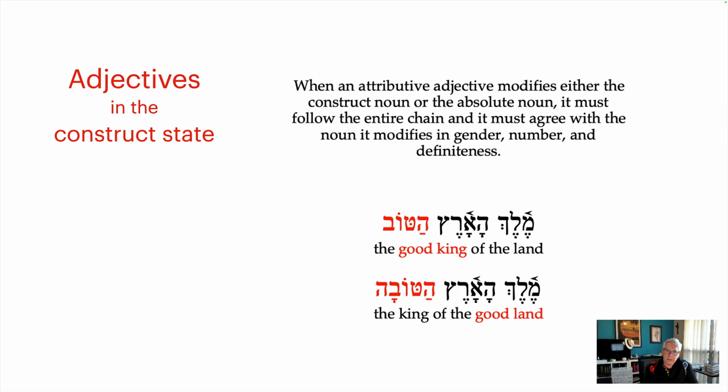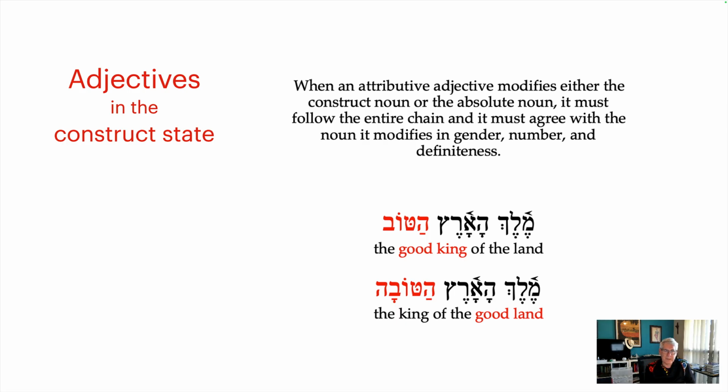When it's an attributive adjective, something being attributed to the primary noun, then the attributive adjective modifies either the construct noun or it can modify the absolute noun. It still has to come at the end. It can't break into the sequence, but it will agree in gender and number and definiteness with the noun from the chain that it is intended to modify.